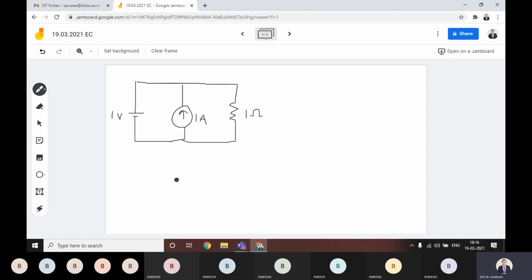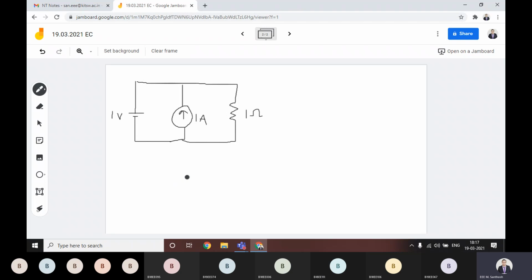Okay, 1 minute is over. What is the power consumed by the current source? Simply see and tell in this problem. 1 watt. 1 watt, very good. What is the power consumed by the resistance? Same, 1 watt. And the power delivered by the 1 volt voltage source? 1 watt. It is not 1 watt.